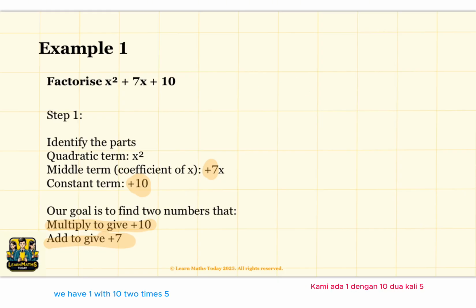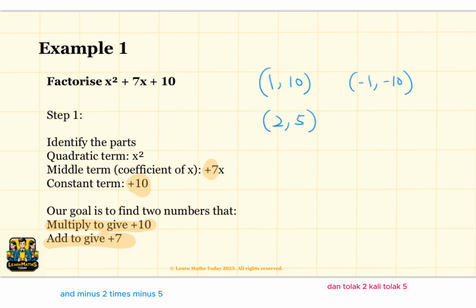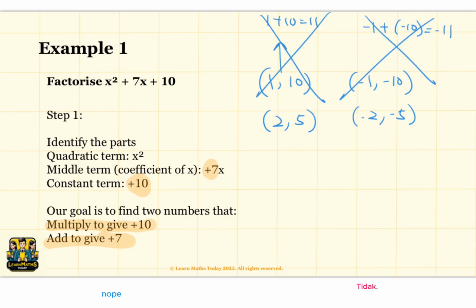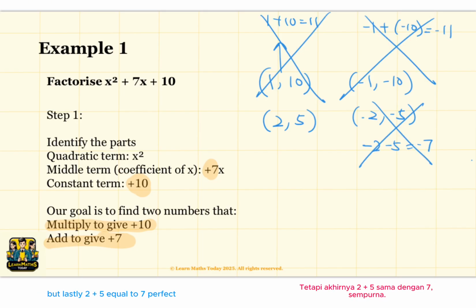We have 1 with 10, 2 times 5, and we also have negative pairs such as minus 1 times minus 10 and minus 2 times minus 5. Now we check which pair adds up to 7. 1 plus 10 equals 11, so nope. Minus 1 plus minus 10 equals minus 11, nope. Minus 5 plus minus 2 equals minus 7, that's negative 7, so nope. But lastly, 2 plus 5 equals 7, perfect.